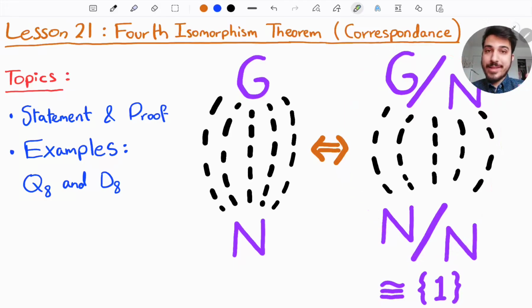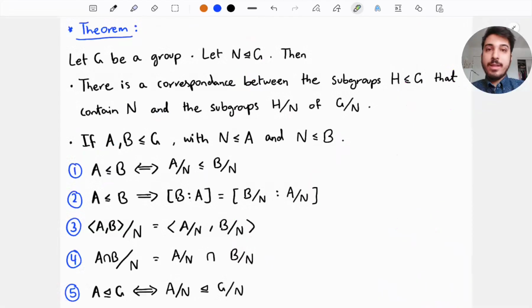And what this theorem says is that this lattice can be completely read by just reading the lattice of the subgroups of G that contain N. We will get into the official statement and the proof, and then we will provide some examples in the quaternion group and the dihedral group D8. Let's get started. Let's start with the official statement of the theorem.